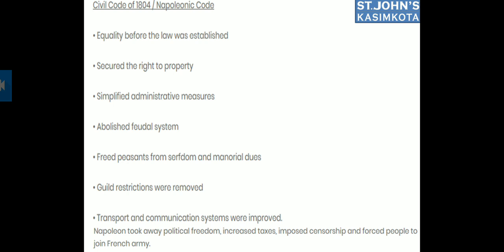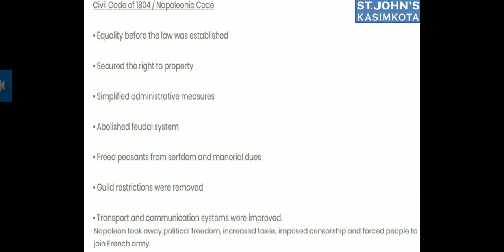Transport and communication systems were improved. Peasants, artisans, and new businessmen enjoyed a newfound freedom. Businessmen and small-scale producers of goods in particular began to realize that uniform laws, standardized weights and measures, and a common national currency would facilitate the movement and exchange of goods and capital from one region to another.